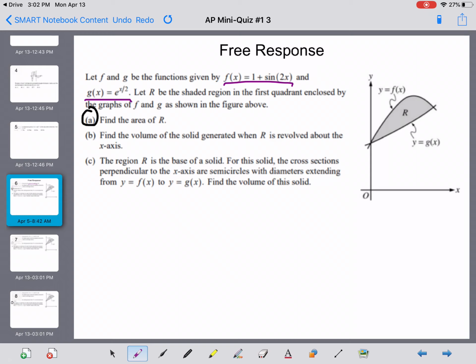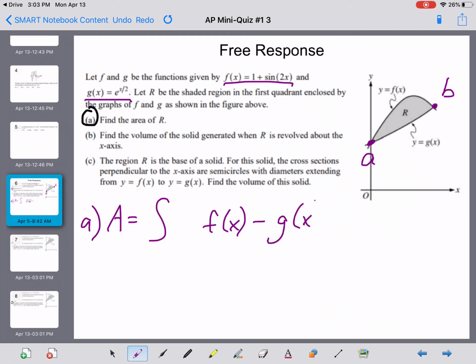So the first thing we're working on here, part A, finding the area of R. Pretty straightforward here, we hope. If we're trying to find the area of that region, that is just going to be a definite integral from wherever they first intersect, which I'm going to generically call point A right now, to wherever they intersect the second time, which we're going to call B in just a moment, of the top curve minus the bottom curve. We could take the time to write it out, but it's much faster if we just write f of x minus g of x, and we're taking all of that with respect to x.